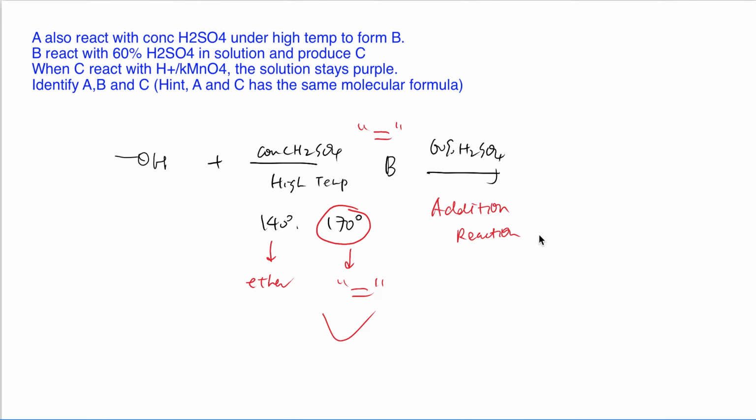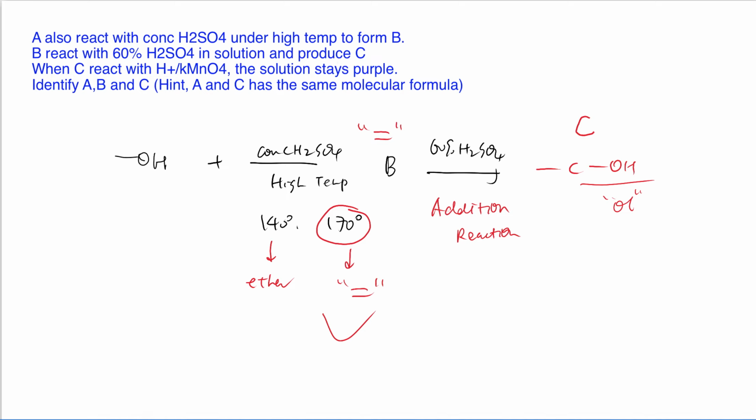Followed by Markovnikov's rule, and you will form some kind of alcohol. And this is your compound C. So the next sentence says C reacts with acidified potassium permanganate and the solution stays purple.